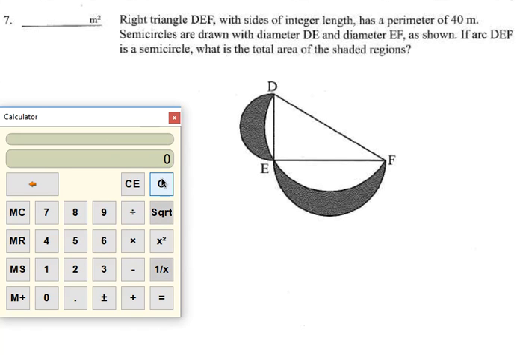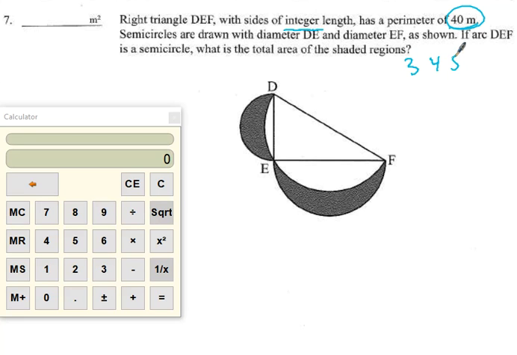Alright, so this is MathCounts 2015 Chapter Competition, Target Round, number 7 and hopefully 8. We know that we have a right triangle with integer side lengths and a perimeter of 40. So right now we need to be thinking Pythagorean triples.